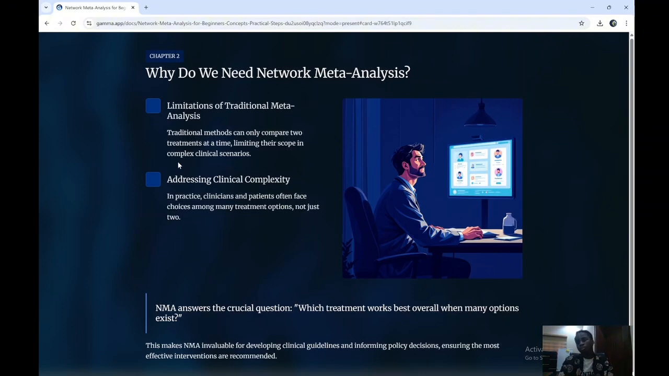So it's very important for you to understand the foundations of network meta-analysis before we dive into the practicals, because network meta-analysis makes the process invaluable for developing clinical guidelines.